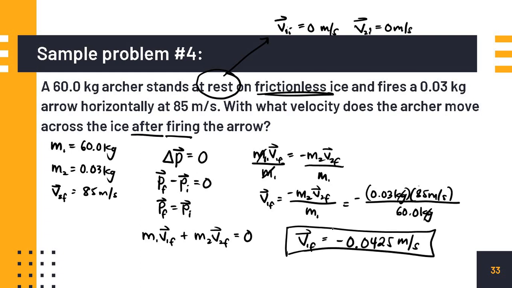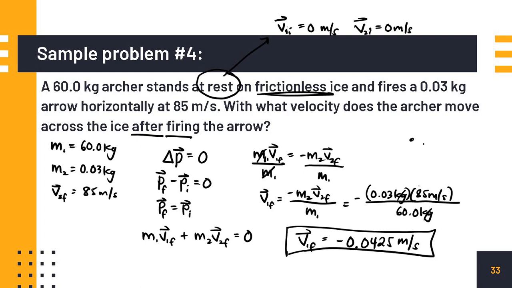So is it okay that we have a negative sign in our final answer? That is fine, because this is a vector quantity, which means that the negative sign in our final answer indicates the direction of motion of the archer. This is on the assumption that the archer and the arrow are initially located at the origin of our coordinate system.